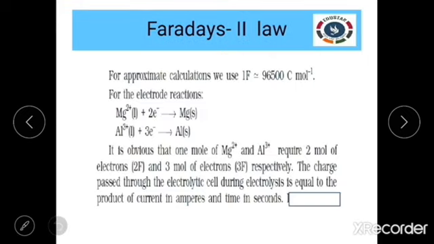Now for Faraday's second law, look at this reaction: magnesium ions giving magnesium and aluminium ions giving aluminium. These two are the reduction reactions happening at the cathode. For magnesium ions to reduce, 2 moles of electrons are needed. For aluminium to get reduced, 3 moles of electrons are needed. Depending upon this amount or moles of electrons, the mass of the substance deposited will also be in the corresponding ratio, right?